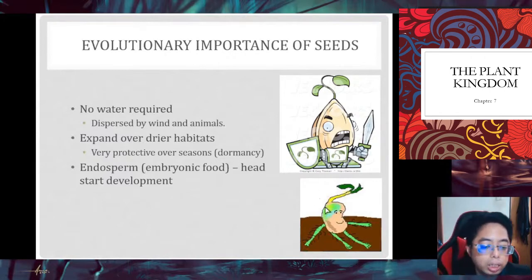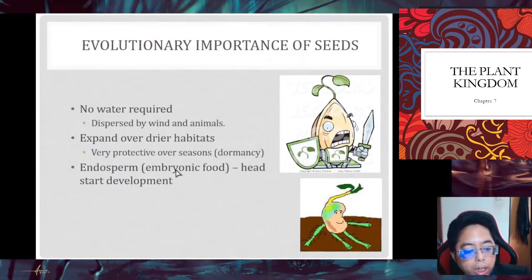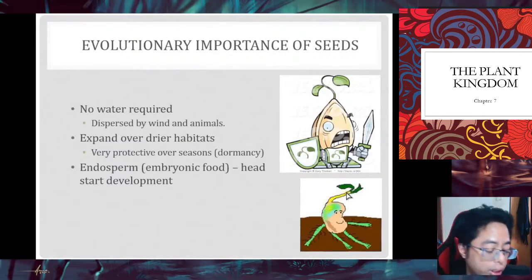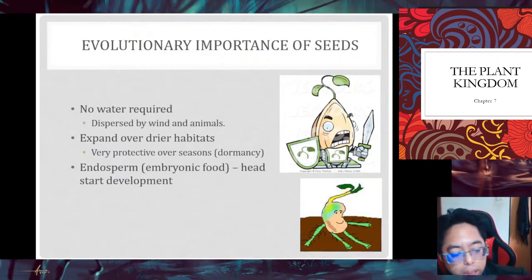Other than that, seeds also have endosperm, which is embryonic food. So it is like a packed lunch. When they start growing, they don't have the ability to do photosynthesis yet. So how can they create food? Seeds actually have food stored inside of them. So it means that they can use the food to grow.